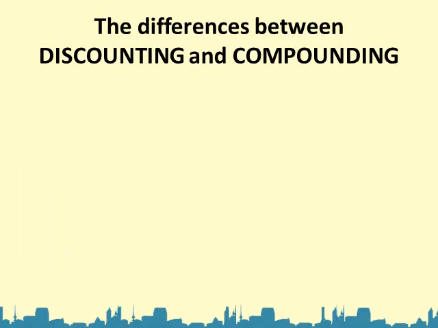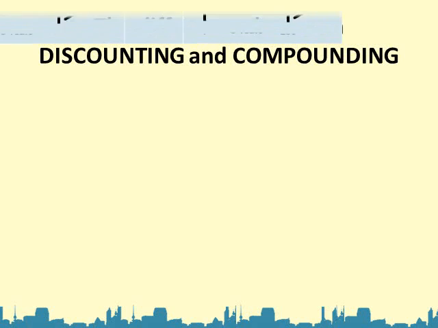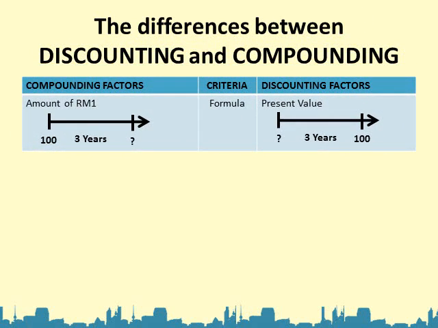Okay, so we continue on the differences between discounting and compounding. This one is more towards the formula. This detailed explanation is about the formula to compare between discounting and compounding factors. First we look at the amount of ringgit and present value. The amount of ringgit concept and present value are actually opposite each other.